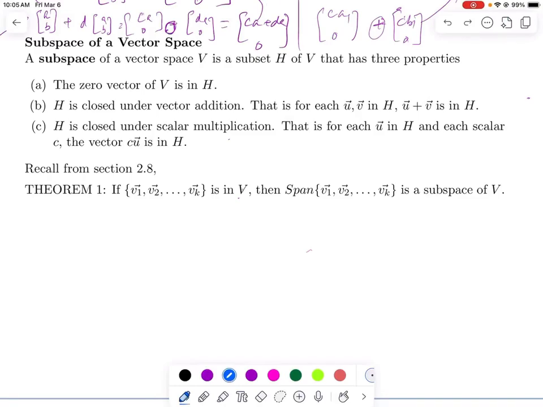Hello. So we continue with section 4.1. We saw how to show a given set is a vector space or not. Now we talk about the subspace of a vector space. You have already heard about subspaces, but in terms of subspaces of Rn, like subspace of R2 or subspace of R3 and so on.